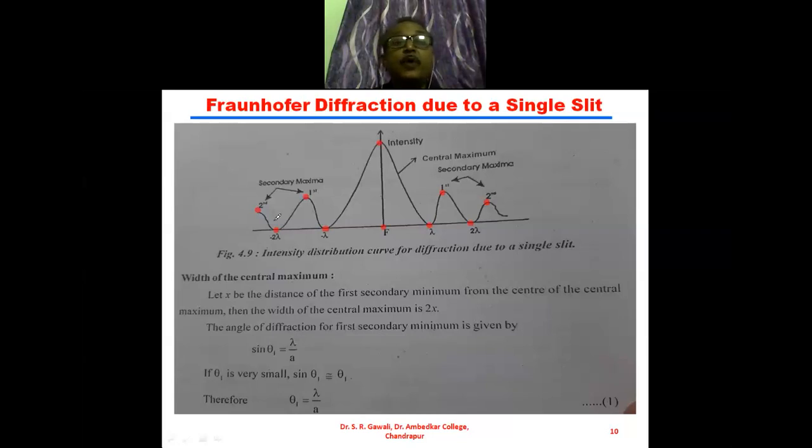So after this we have seen the Fraunhofer class of diffraction. In Fraunhofer diffraction due to a single slit, we get the central maximum at the point F, and we get the alternate secondary minima and maxima on either side of the F. दोनों साइड में मिलता है, on either side of the F.